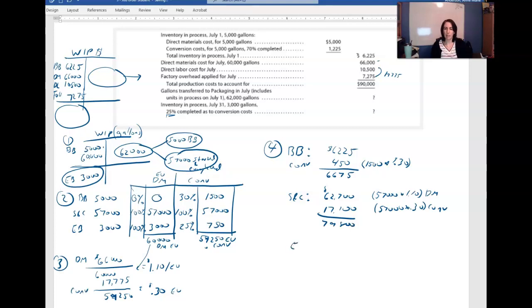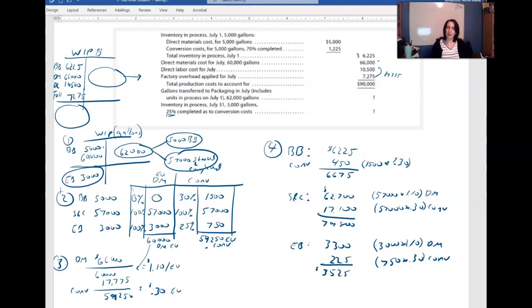Okay, last but not least, the ending balance ones. We started these, but we haven't finished them, all right? So we're going to grab the fact that they have 3,000 equivalent units at $1.10 a piece for direct materials, which is $3,300. And they had some conversion costs. They have 750 equivalent units at a rate of 30 cents each. And that winds up being $225, which is $3,525.